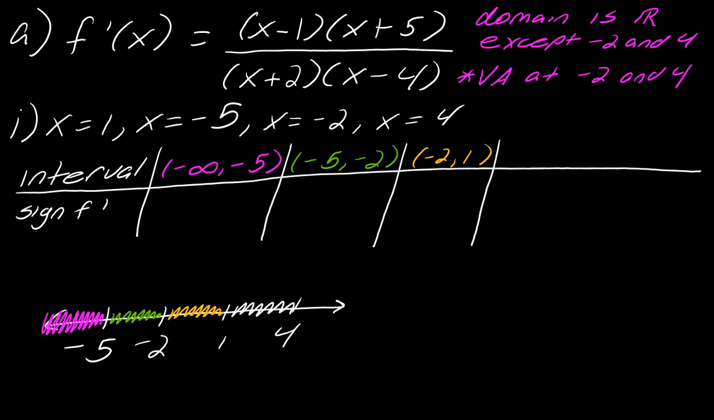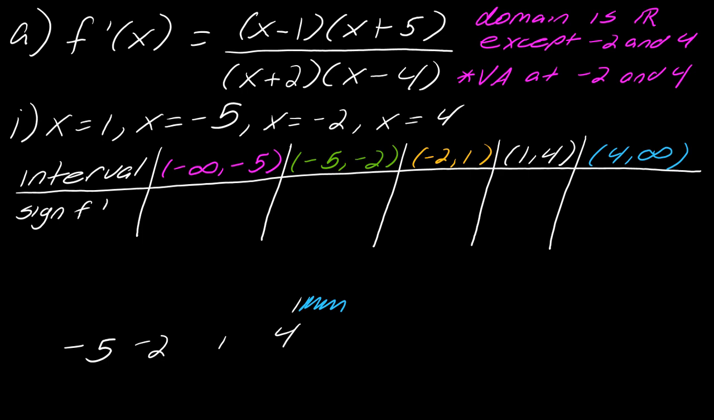From here to here, this is 1 to 4. And then last but not least, this is 4 to infinity. So now I have all the intervals that I actually need to do my testing on. So I'll get rid of that number line.